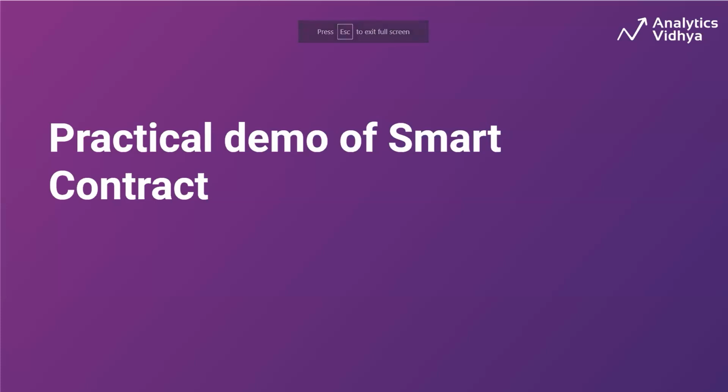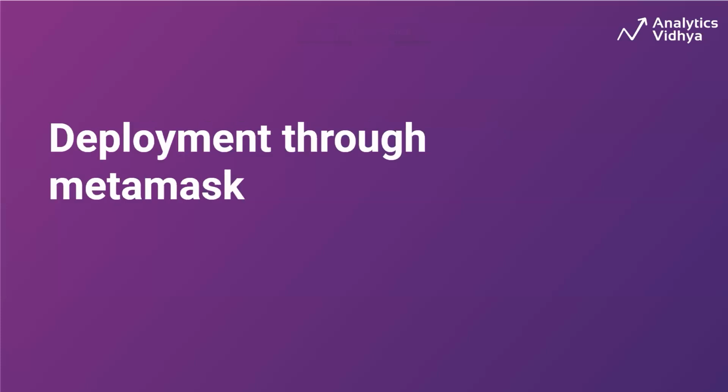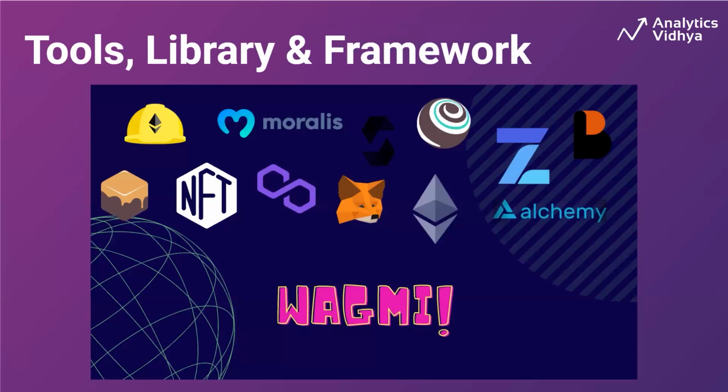Back to the slide. So we're done with the practical demo and deployment through MetaMask. Let's talk about the tools, libraries and frameworks used in blockchain development. There is the Hardhat tool, a testing environment. Ganache is a local blockchain. Truffle is also a compilation framework, and Hardhat is similar to Truffle.